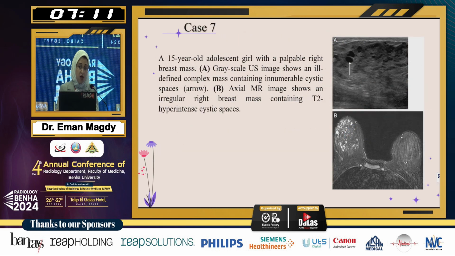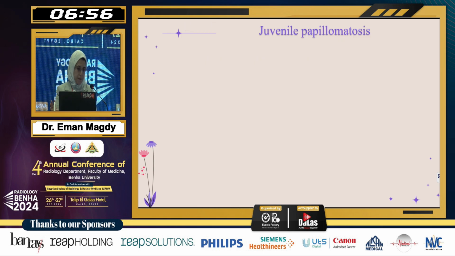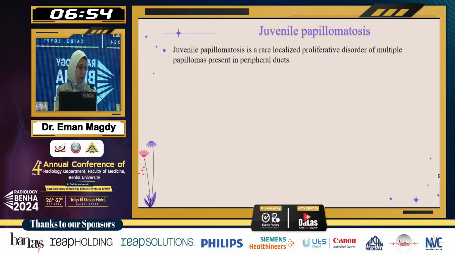Case 7, a 15-year-old adolescent girl with a palpable right breast mass. Ultrasound shows an ill-defined complex mass containing innumerable cystic spaces. Axial MRI shows an irregular right breast mass containing T2 hyperintense cystic spaces. We are dealing with juvenile papillomatosis.